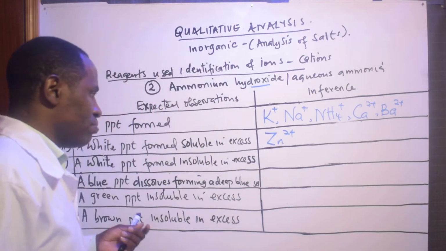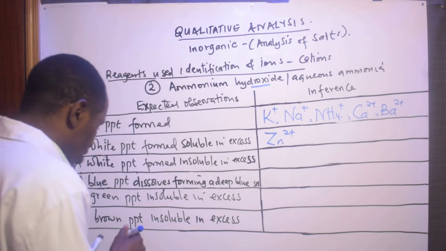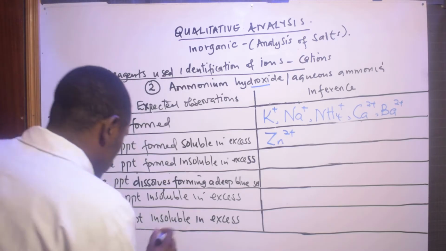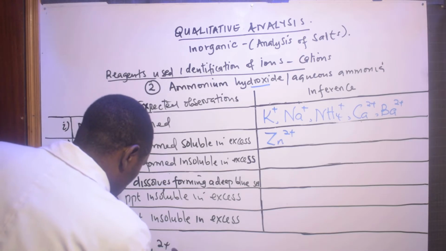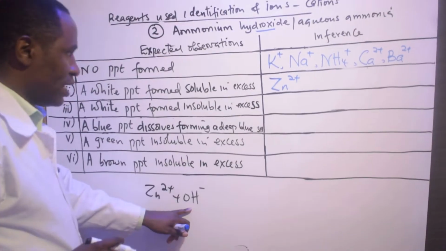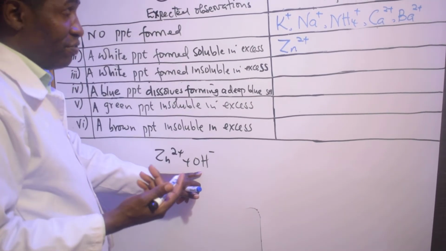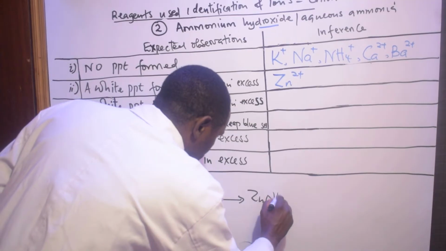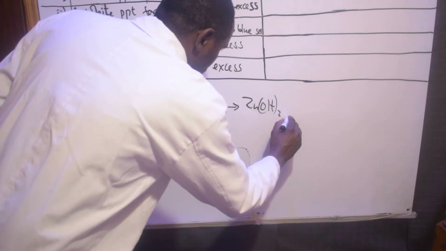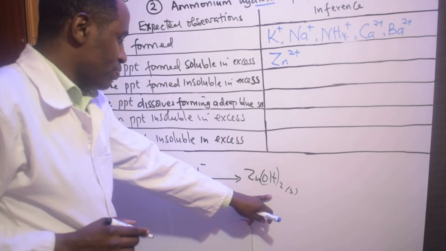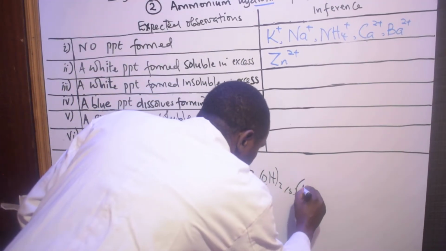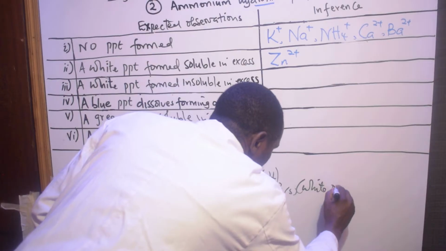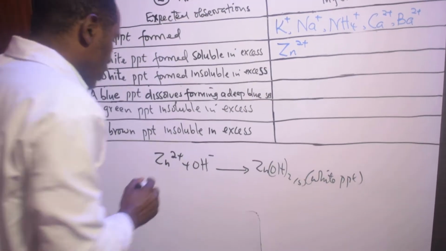Now, what happens here? Maybe I can do some explanation using an ionic equation. Zinc ions, in the first case, if you put in this ammonium hydroxide, it is able to release the few hydroxide ions and will be able to form the zinc hydroxide, which is actually a white precipitate.